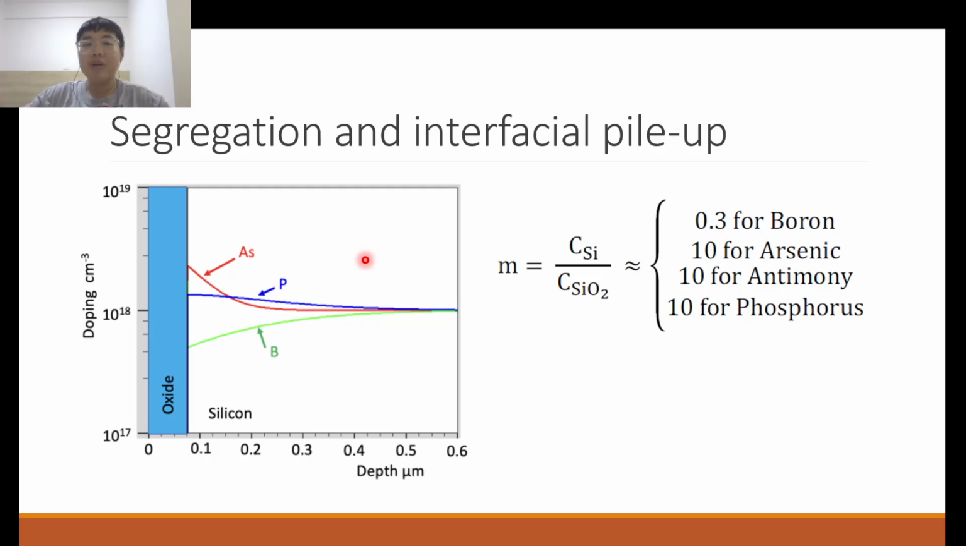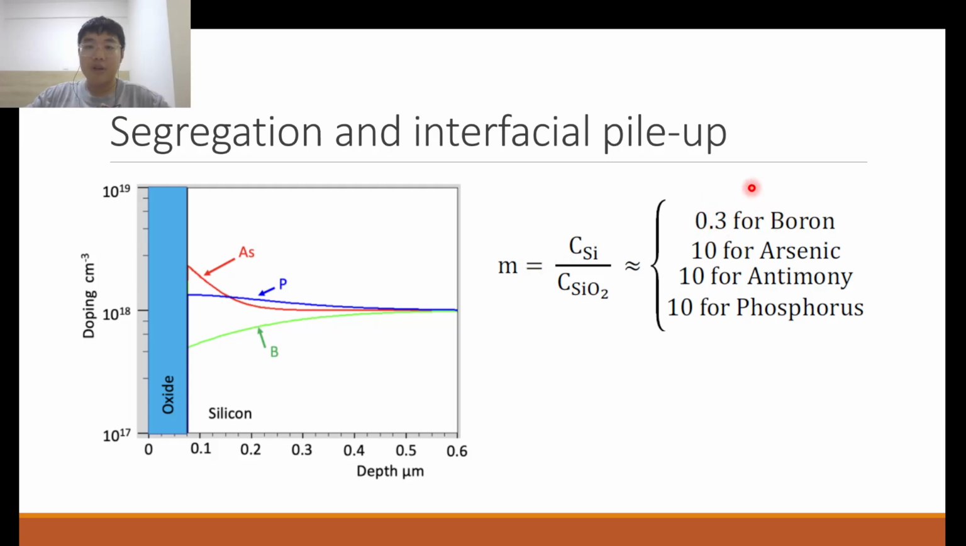Another point that I'm going to cover is actually a point that I did cover in the previous video, I think, which is segregation and interfacial pileup. This is often the case when you have a layer of oxide or any other, let's say non-silicon material, some dielectric for example, on the silicon surface. Your dopant atoms, your arsenic, your phosphorus, your boron, may have a different preference, a different selectivity for your oxide versus your silicon.